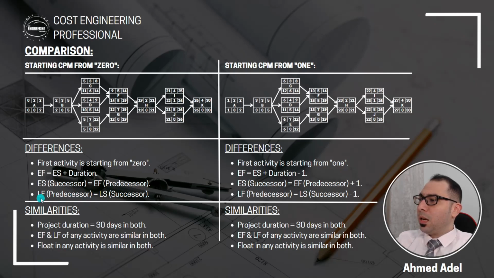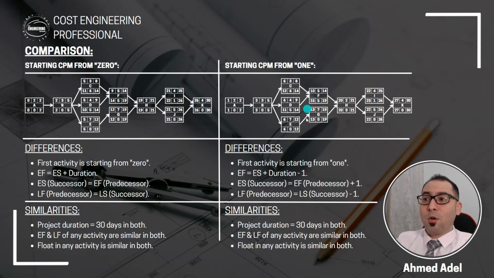Okay, last point here, late finish. When I am doing the backward pass, late finish of the predecessor will be equal to the late start of the successor. So late finish of the predecessor, which is this one, will be equal to the late start of the successor. That means that this 5 is coming here. This 12 is coming here. This 19 is coming here. This 21 is coming here. This 26 is coming here.